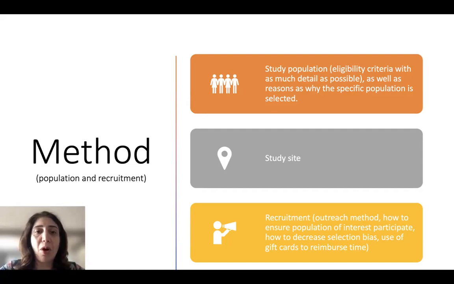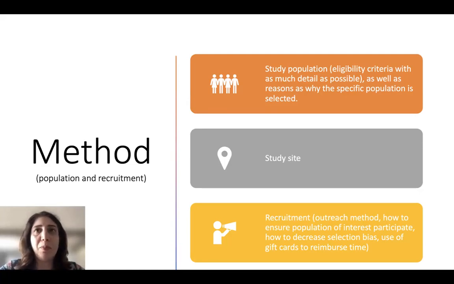If there is another population that your intervention can be helpful for, but you have not selected it, you want to also mention why you have not selected another population. So again, give as much detail as possible. You want to talk about your study site, meaning where this study is being conducted.